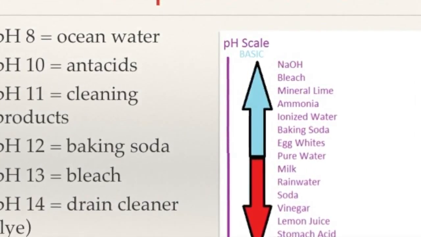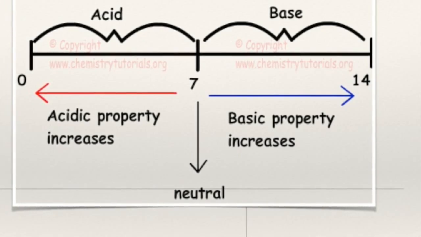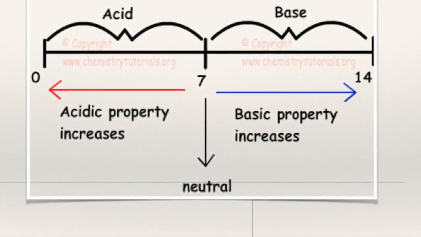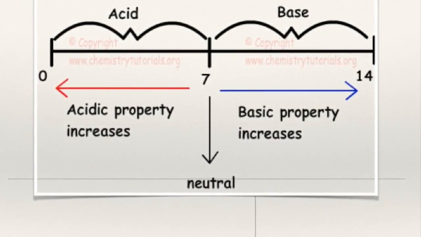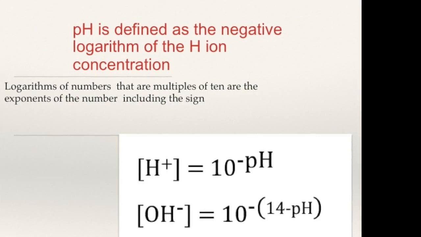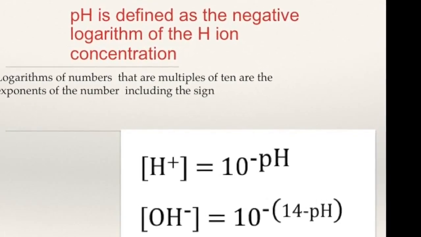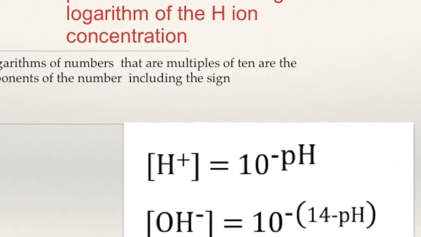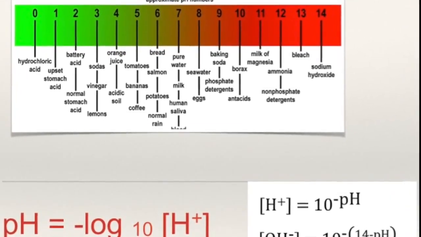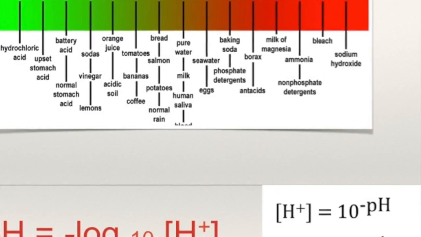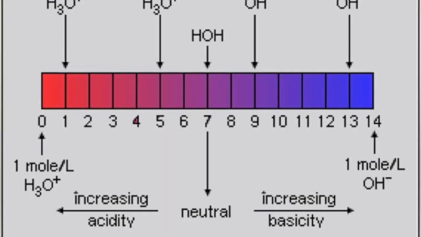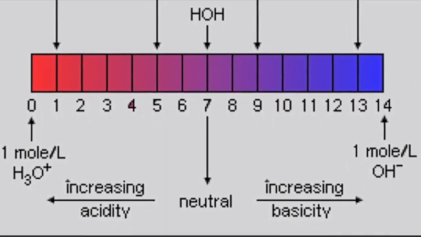The pH scale 0 to 14 is the full set of pH numbers which indicate the concentration of hydrogen and hydroxide ions in water. Anything less than 7 is considered acidic. Anything greater than 7 is considered a weak base. The pH scale is logarithmic. Logarithms of numbers that are multiples of 10 are merely the exponents of the number including the sign. The definition of pH is the negative logarithm of the hydrogen ion activity in a given solution. For instance, each whole pH value below 7 is 10 times more acidic than the next higher value.